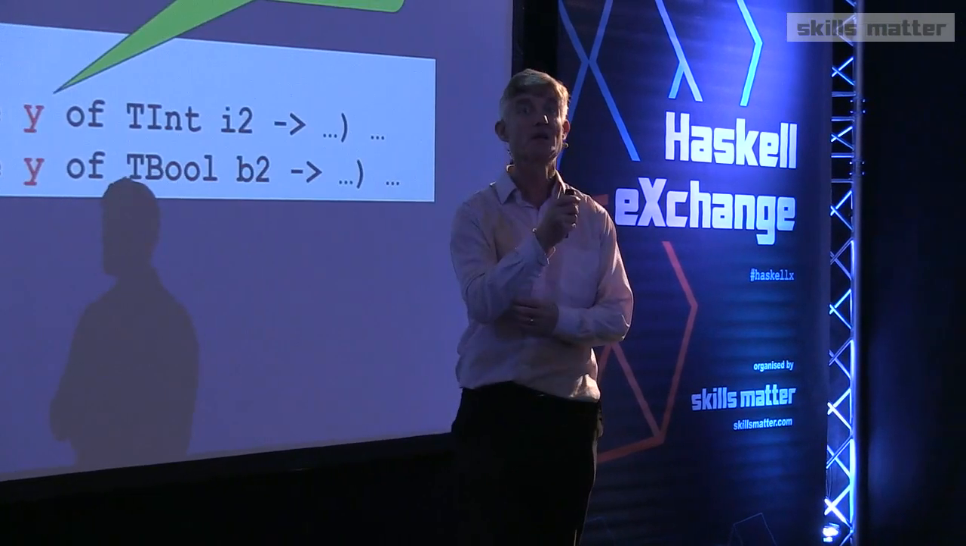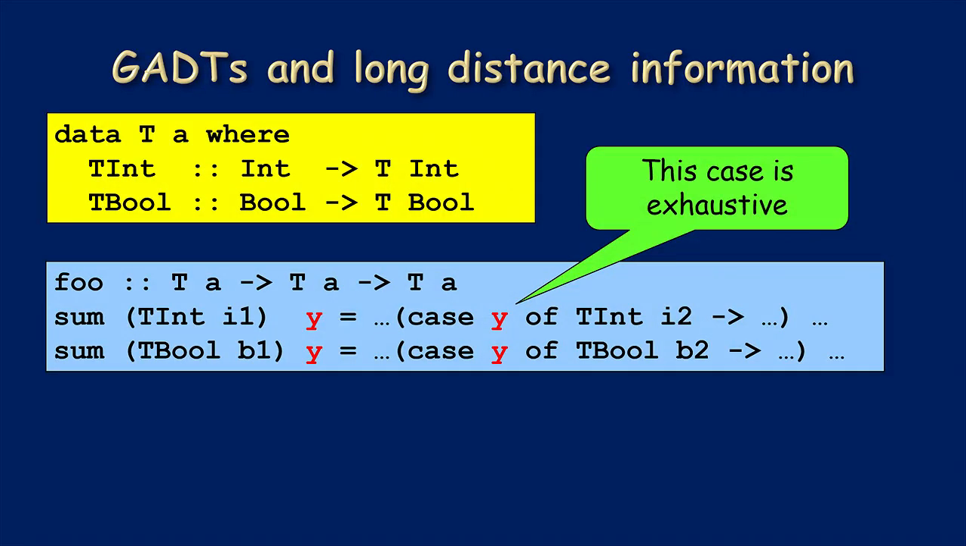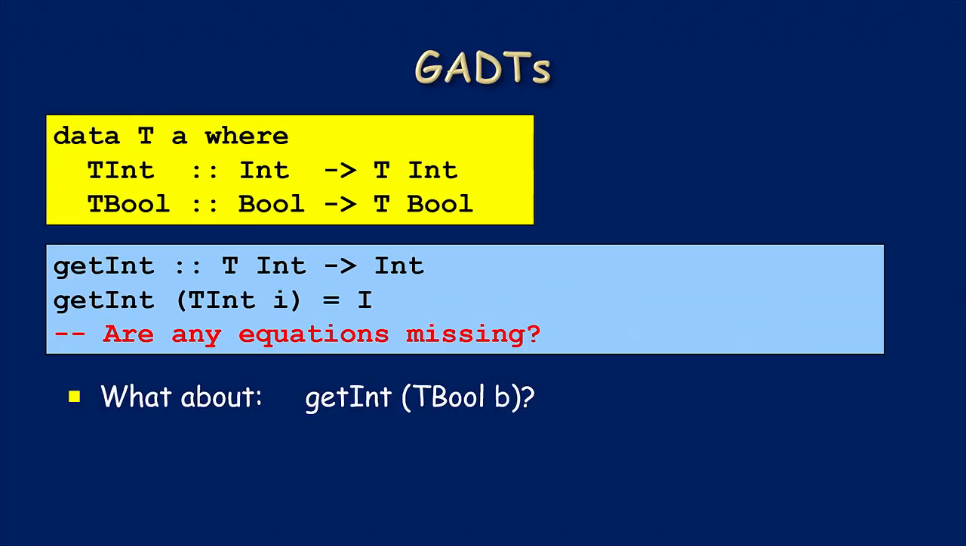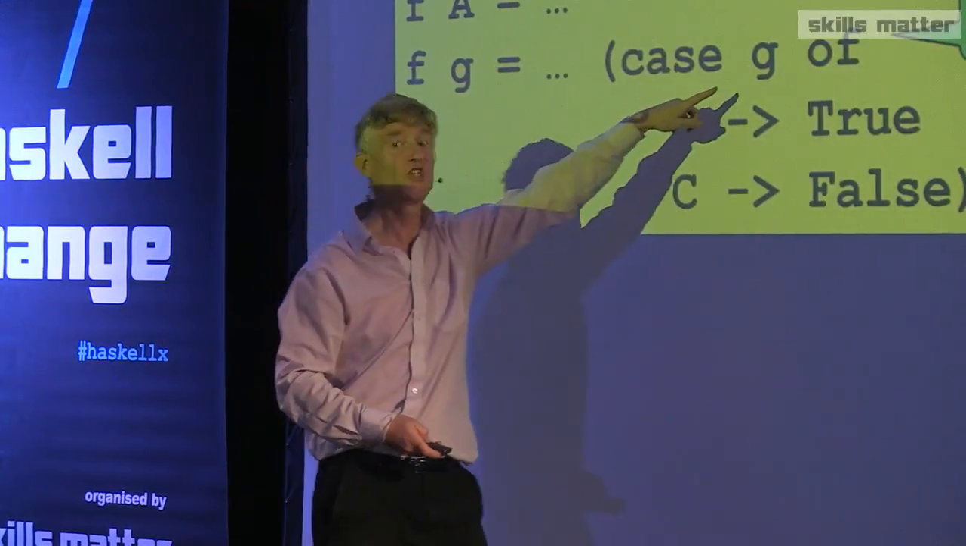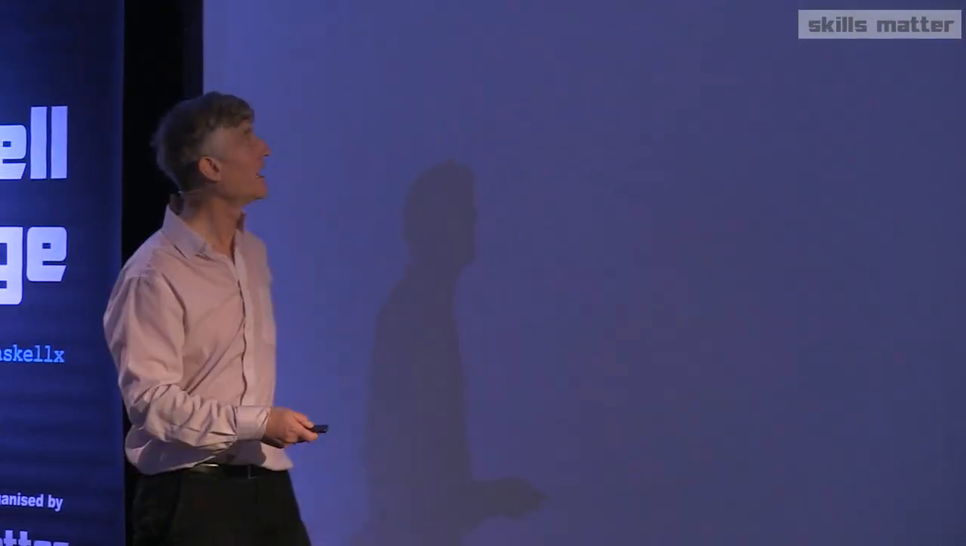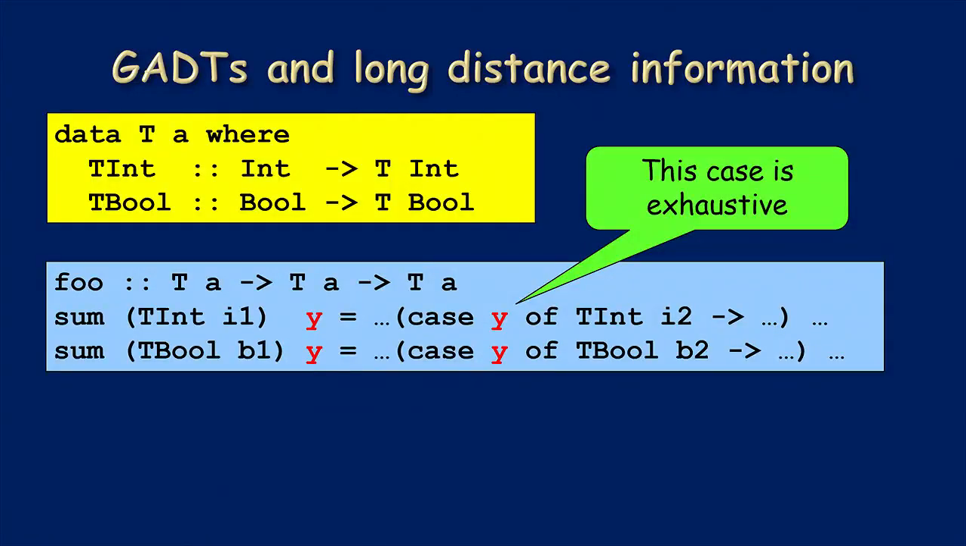Okay. So there's some long-distance stuff too, right? Here's a function that takes a T a and another T a, and matches on the first, and then somewhere deep inside matches on the second. So now this is unlike the last long-distance thing, where I matched on G, and then I matched on G again, right? Here, I'm not matching on the same thing again. I'm matching on this guy first, and then I'm matching on a completely different argument inside here.